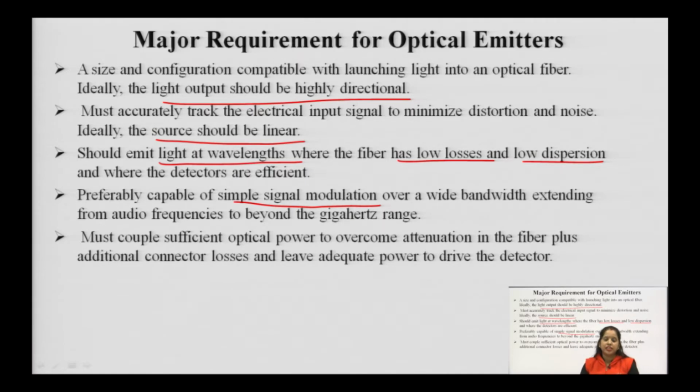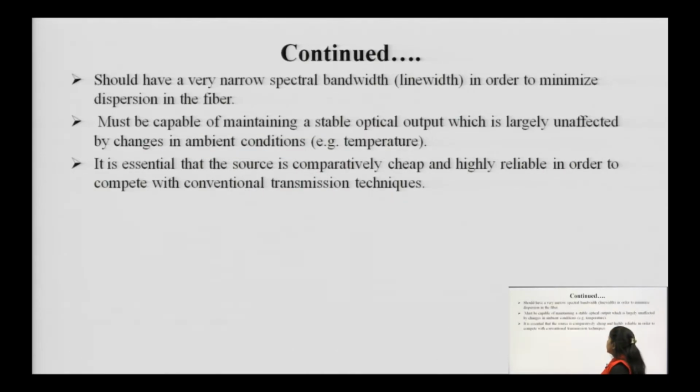So, at the detector section we will have adequate power so that the detector will be able to detect it, because the coupling process also leads to various types of losses, and in a huge amount in various cases. So, the sources which we select should have an efficient coupling capability. Should have a very narrow spectral width.